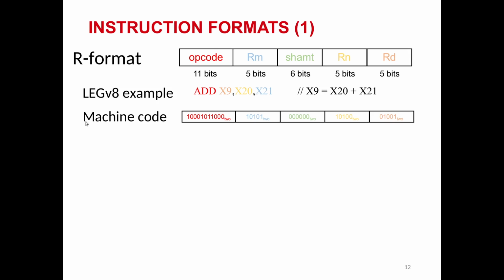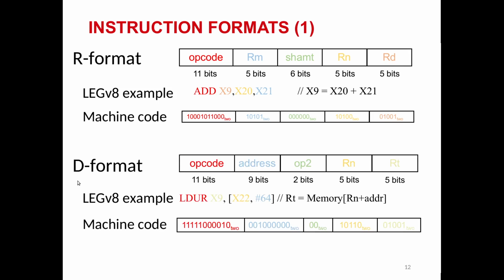And when you change it into machine code, you can see 5 parts available here. This one is 11 bits, showing the opcode of ADD. This one is Rm, and it is X21. Here is the part that we don't care about at this time, so it is all 0 for 6 bits, and then Rn here, which is X20, so 20 is written here, and finally here is 9 for Rd.